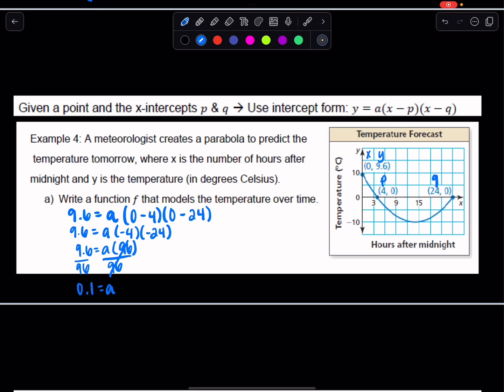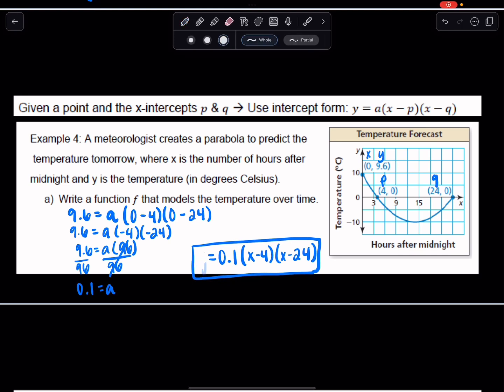So a is 0.1, which means that my equation is y equals 0.1 times x minus 4 times x minus 24. So that's our function. Oh, since they said function, let's use function notation. So instead of y, we'll use f of x.